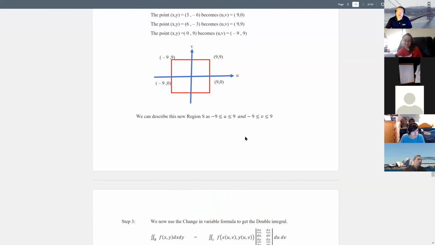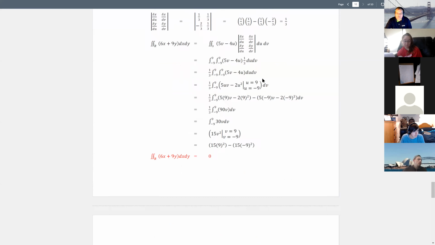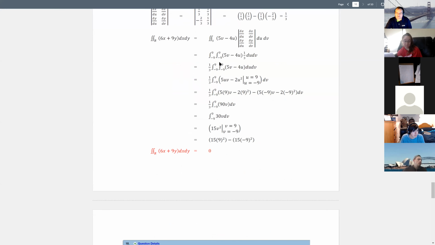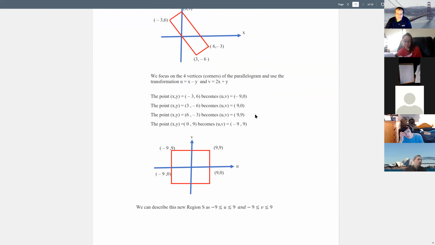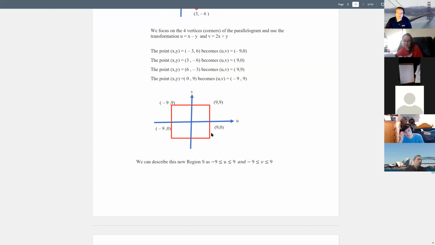Now, what's the usefulness? Well, can you see that the U's go from negative 9 to 9 and the V's go from negative 9 to 9? And so I now have all the pieces. I know my limits of integration. Would they go from 0 to 9? Yes, they do. I screwed up. Okay, yeah, I see how it goes now. Note to self, fix that.